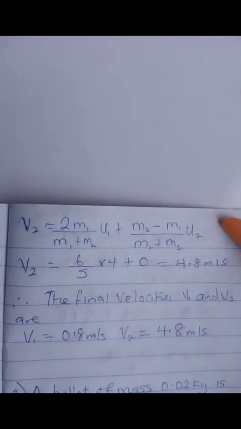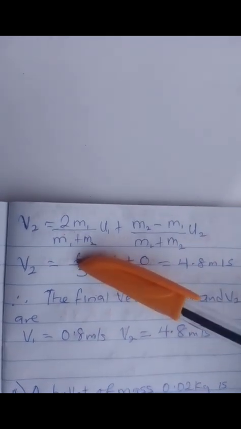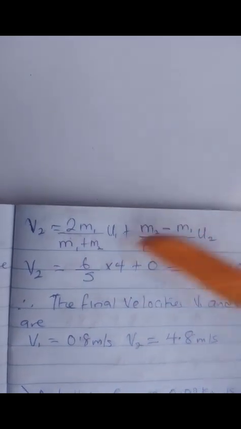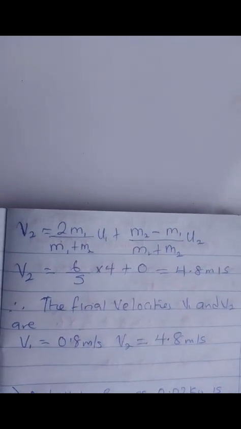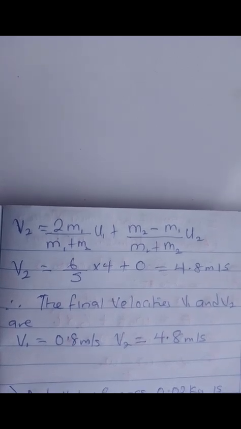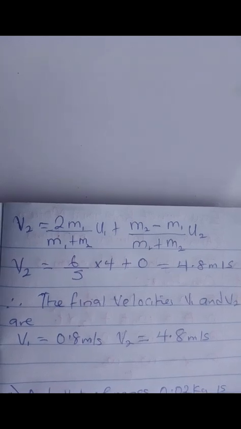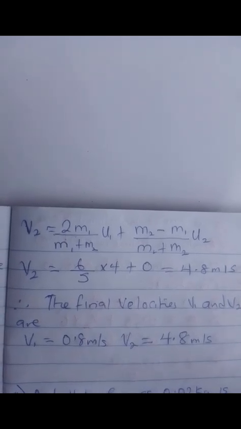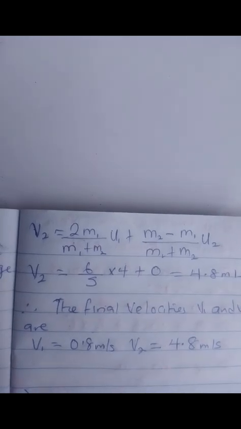So now our V2 is equal to all this, giving us 6 over 5. You know this u2 is 0, so all this side is already 0. So that will just be 2 times 3, that's 6, over 5, 2 plus 3, then times 4 plus 0, and the answer here is 4.8. So that means the final velocities V1 and V2 are 0.8 meter per second and 4.8 meter per second. So the two final velocities that we are being asked to calculate are 0.8 meter per second for the first one, and V2, which is 4.8 meter per second, for the second one.